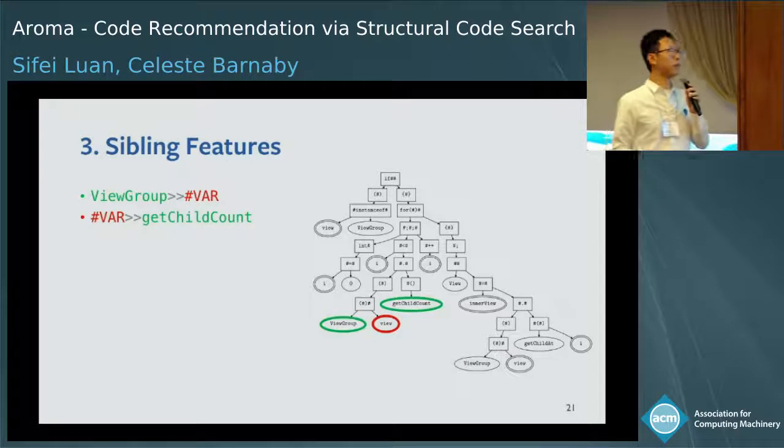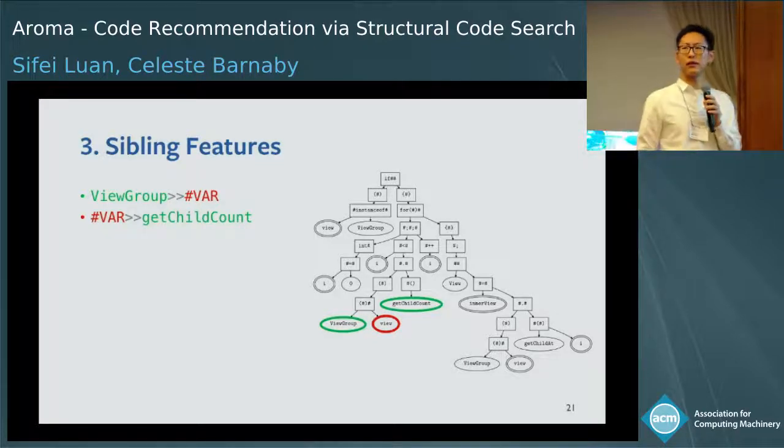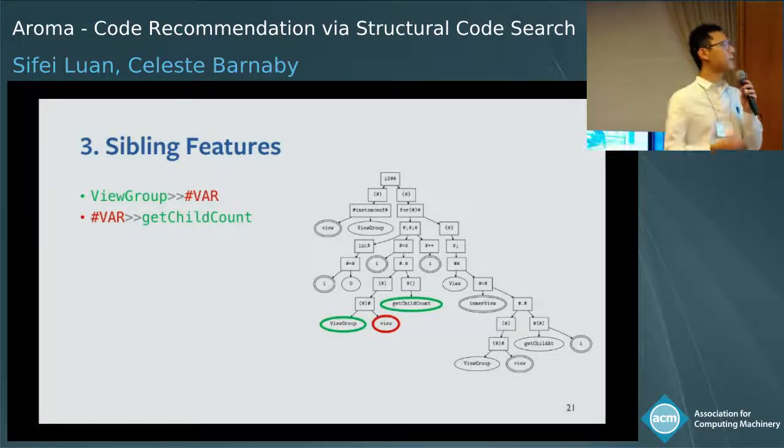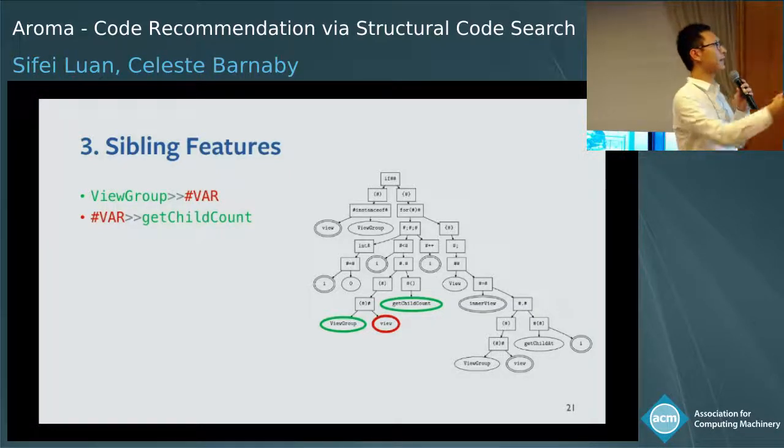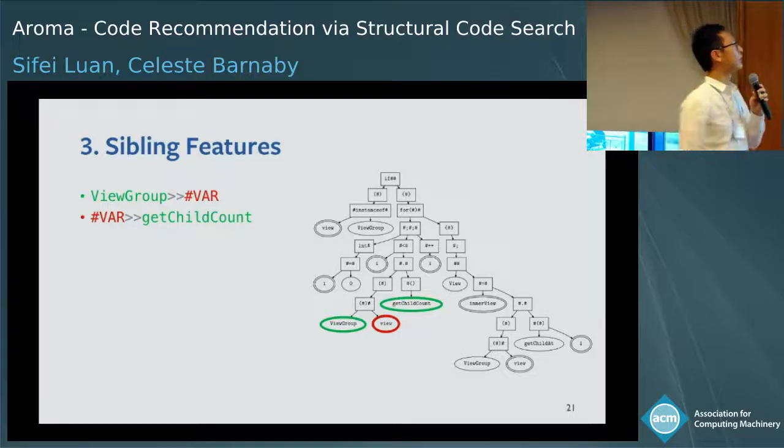Now the third kind of features are what we call sibling features. What these are is, after we take all the features, we just take them pretty much as a set, so we lose the actual ordering of those nodes. We want to capture the local ordering and what their neighbors are, so we simply take the neighbors of the node in the syntax tree and concatenate them together as sibling features.